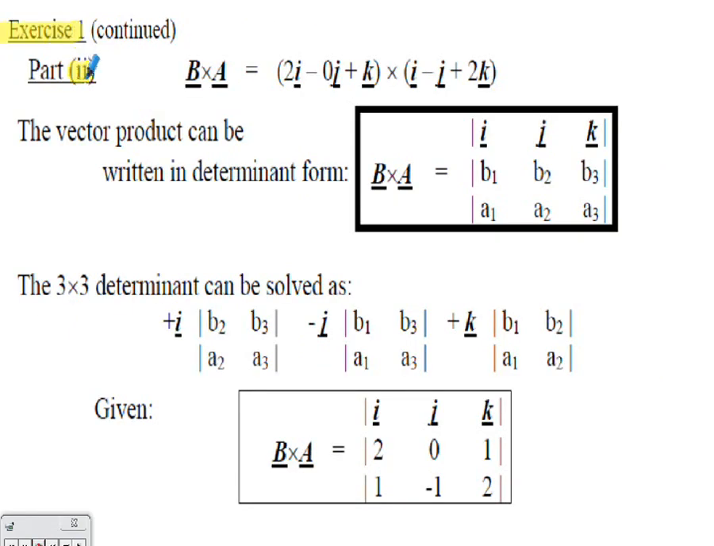Exercise 1 part 2, we're now going to work out the vector product B cross A. So now we've got our B vector 2i minus 0j plus 1k, and that's multiplied by the A vector, which is i minus j plus 2k. So writing the B cross A determinant, we will get 2i, 0j, 1k for the B vector, and for the A vector it's 1, minus 1 and 2.